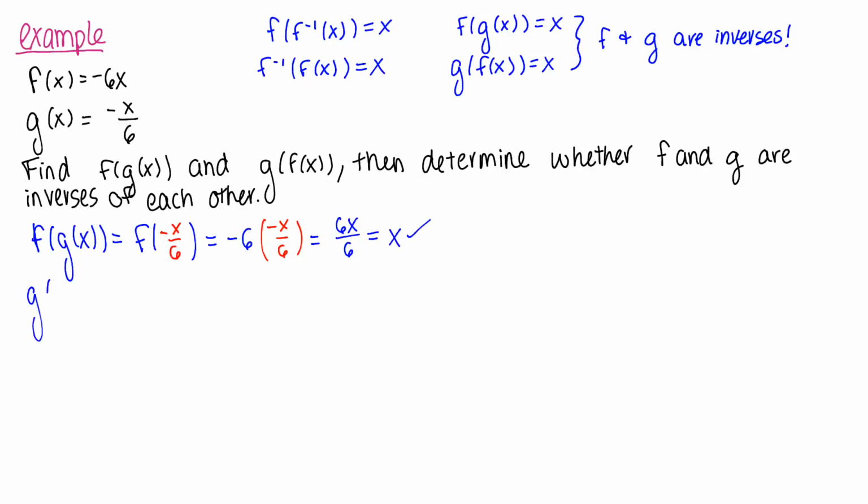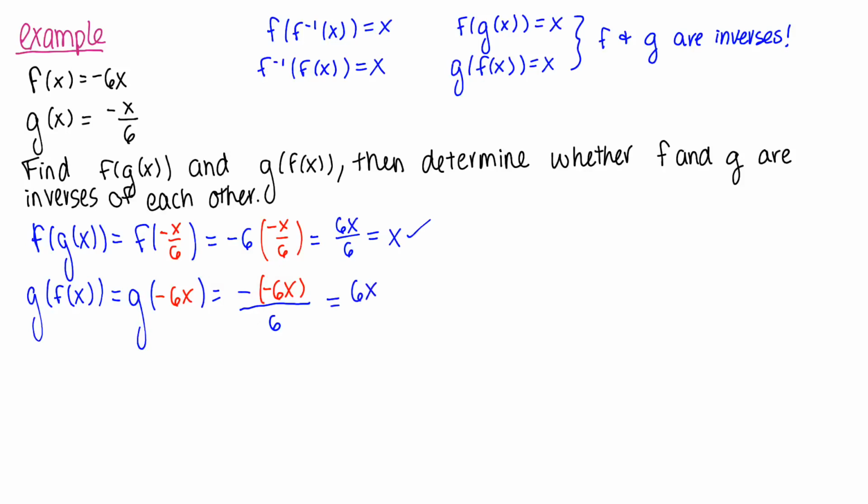We'll go ahead and do the other direction, g of f of x. F of x is -6x, so we have g of -6x. Now we're plugging -6x into the function g. So instead of this little x right here, we're going to have -6x. So we have negative, now plugging in x, -6x, all over 6.